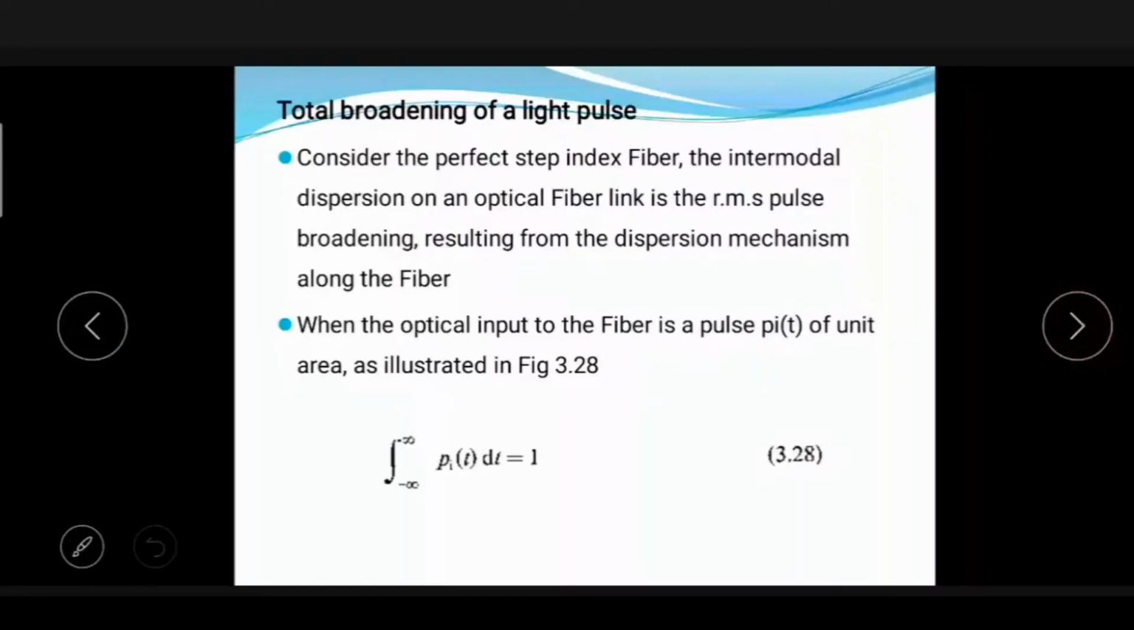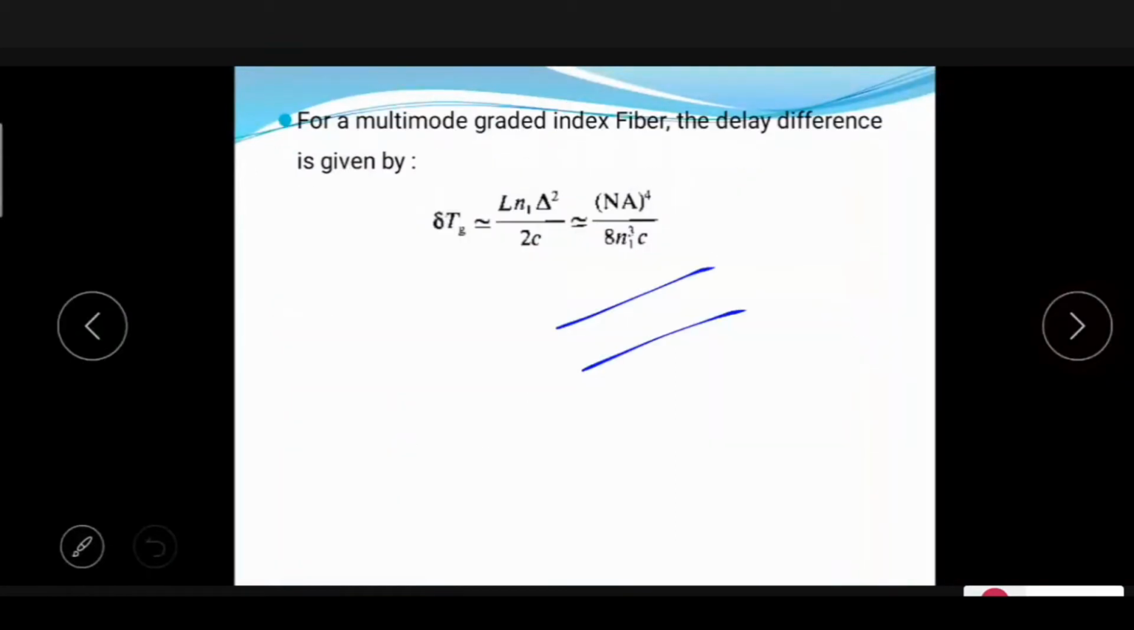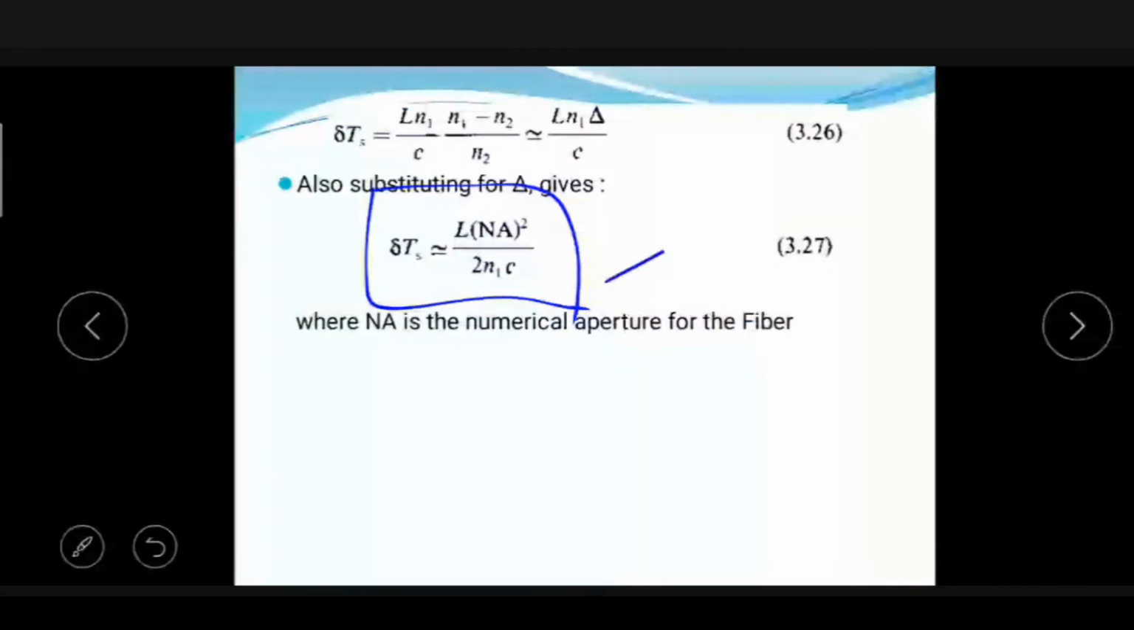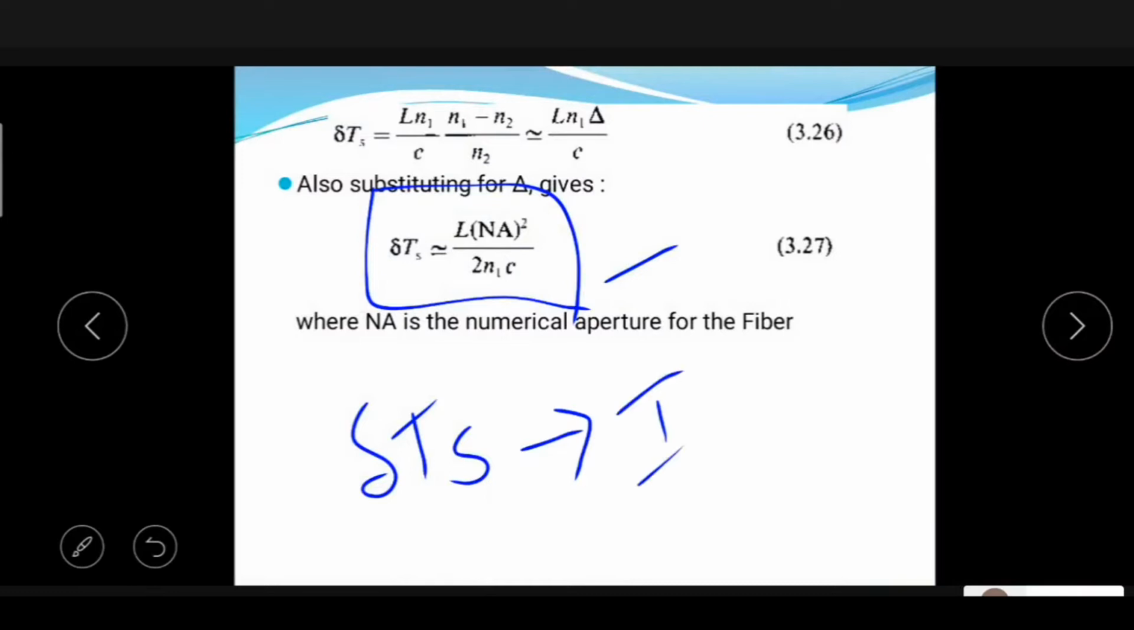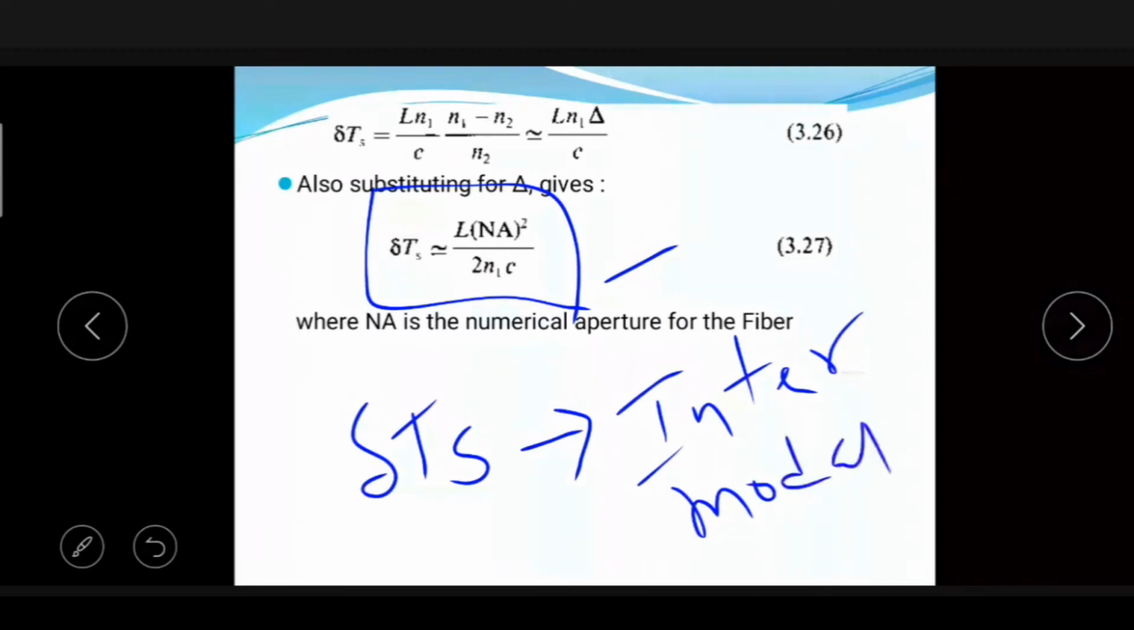The next thing we have to discuss is intermodal dispersion and the RMS pulse broadening in a fiber, which is the total broadening of a light pulse. What we discussed in the last session was determining an expression for delta Ts, and this is nothing but intermodal dispersion.